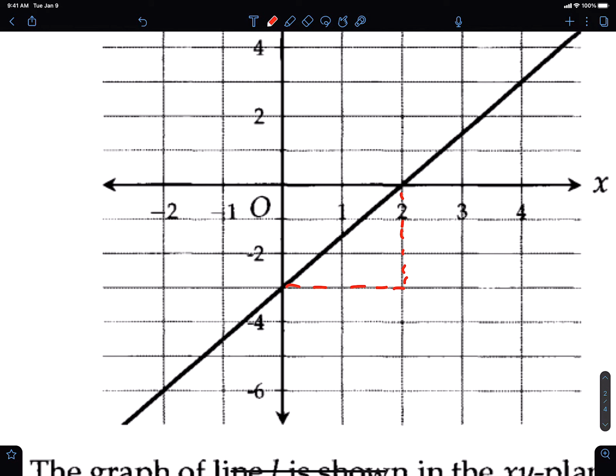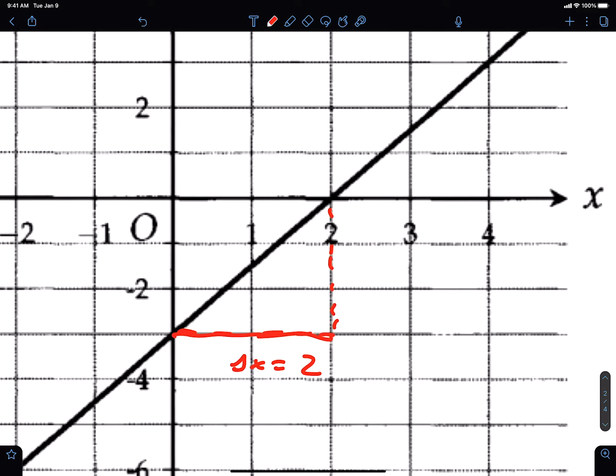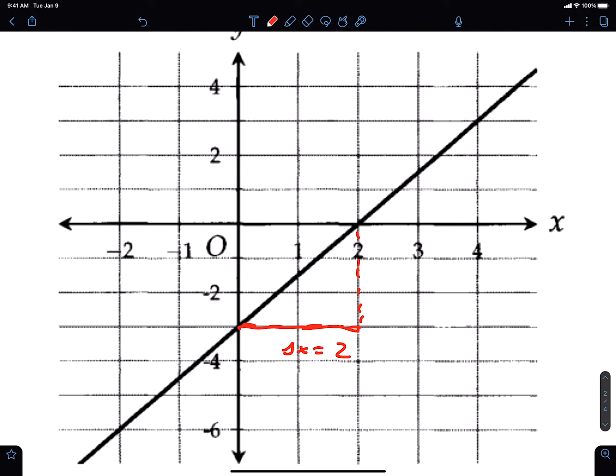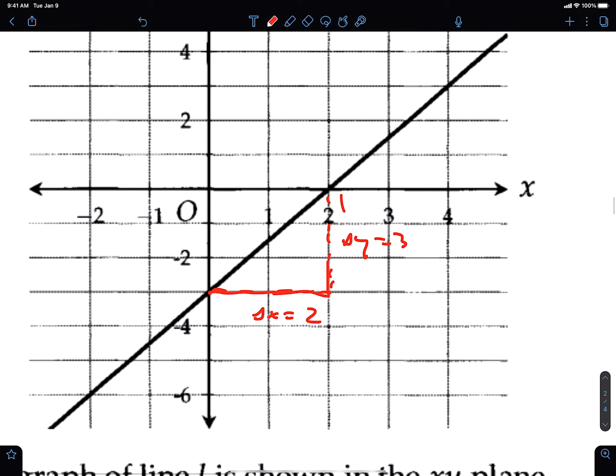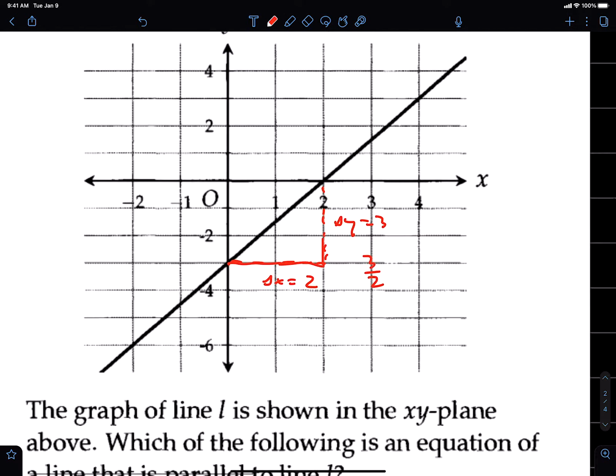Okay, so let's look at our change in x. We have 1, 2. So our change in x is equal to 2. And our change in y is going to be equal to 1, 2 as well. So change in y equals 2. Oops, my bad. Change in y does not equal 2. Change in y equals 3 here, right, because we have 1, 2, 3. Okay, remember, slope is change in y over change in x, so the slope is going to be 3 halves.